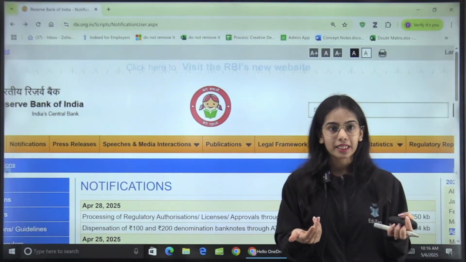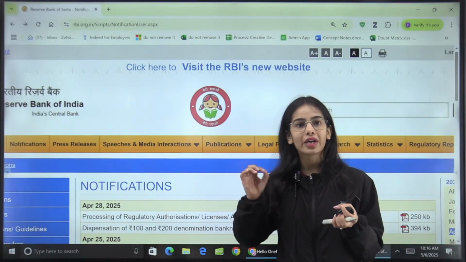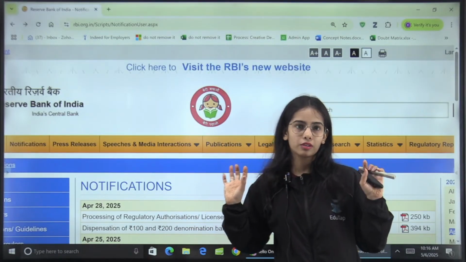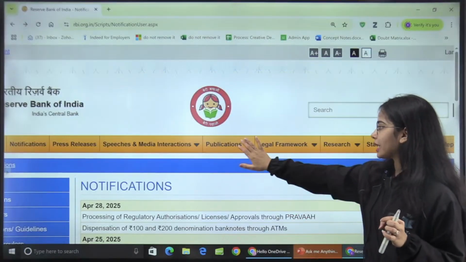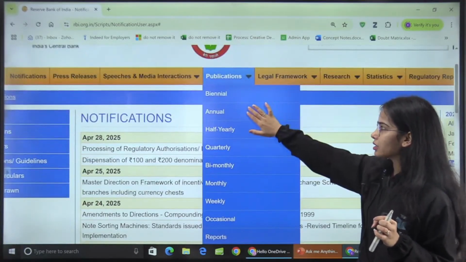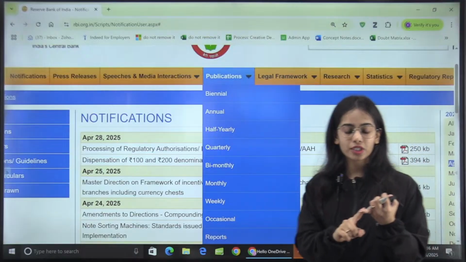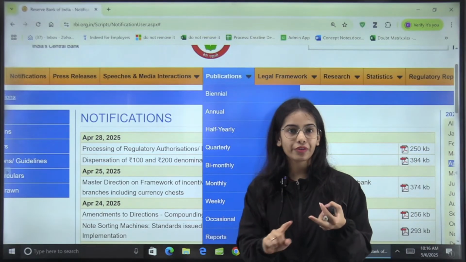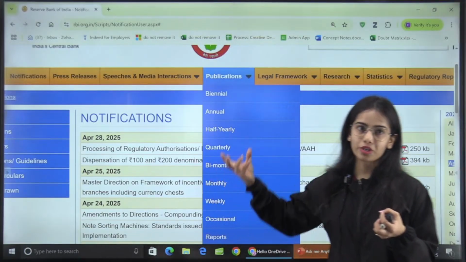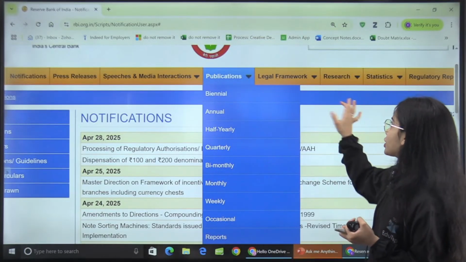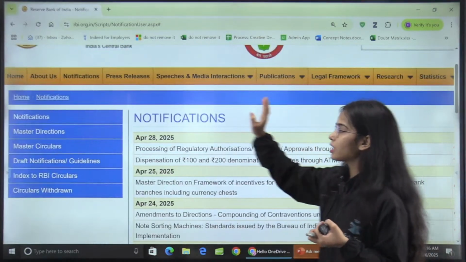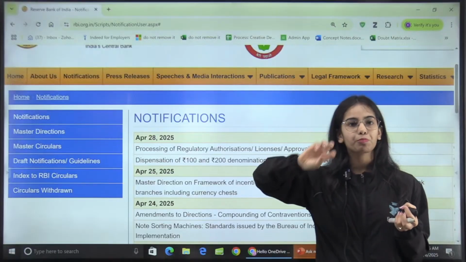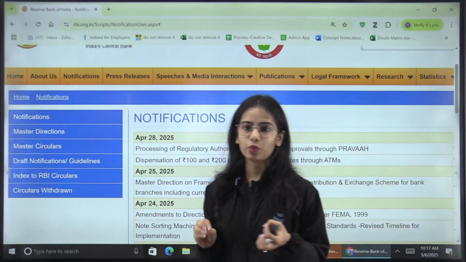It might not help directly, but it will help you indirectly in writing good answers and in framing your sentences better, okay? Regarding publications, the reports are mainly important, like the Financial Stability Report, which is a half-yearly report, the Report on Currency and Finance, and the Report on Trend and Progress. All these reports are important, as mentioned in the publication section. So these are the important areas: notifications, press releases, and publications. In the publications, do the important reports, the annual and the biannual, okay?